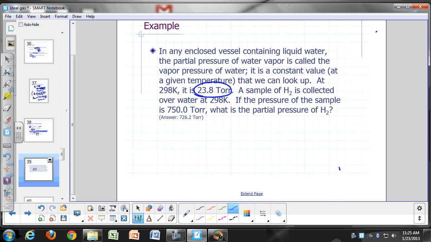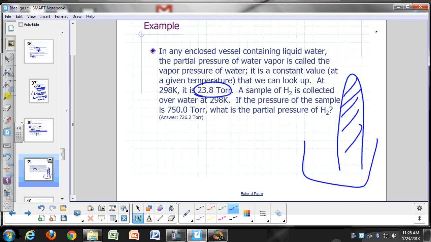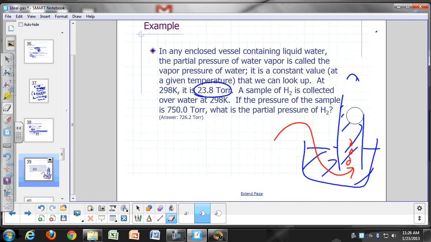So let's say you did an experiment. You collected hydrogen. This is some water right here. And so you bubbled some hydrogen into your tube that's filled with water. What's going to happen? Hydrogen is going to float to the top and it's going to displace the water. Right? And so what you'll have here is your hydrogen.